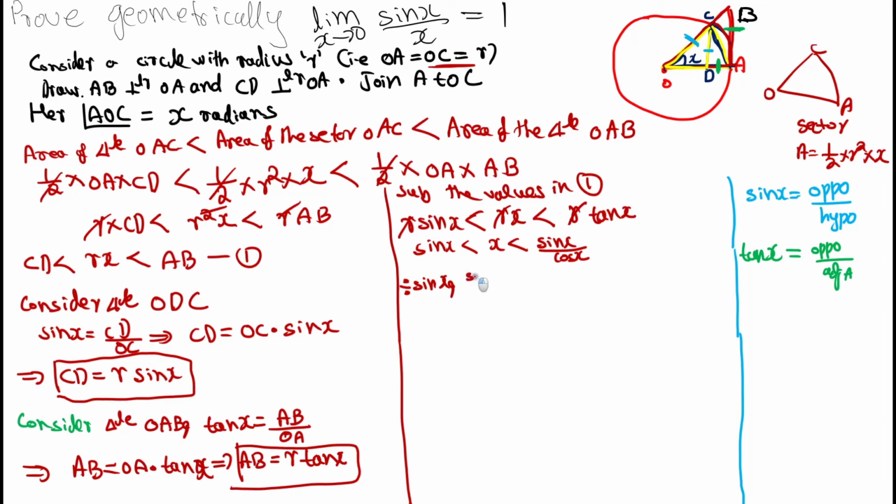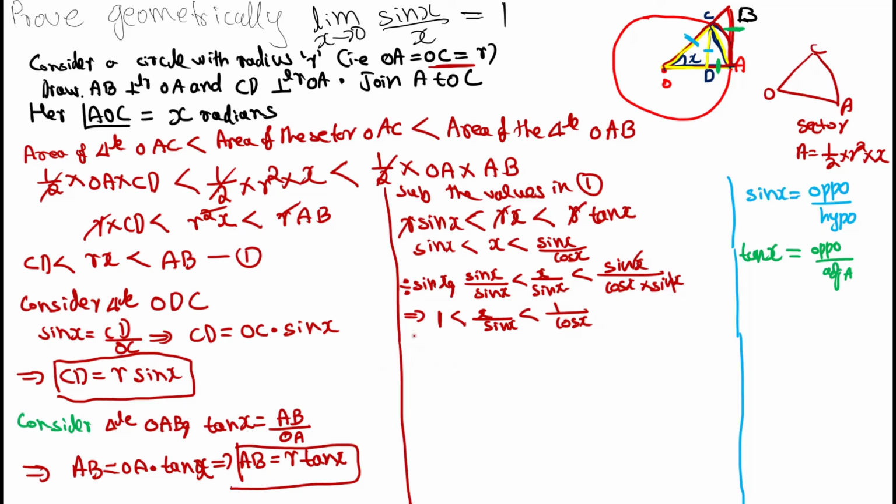So dividing by sin x, we get sin x divided by sin x less than x by sin x less than sin x by cos x into 1 by sin x. So sin x by sin x is equal to 1, which is less than x by sin x, which is less than, here sin x cancels, 1 by cos x.